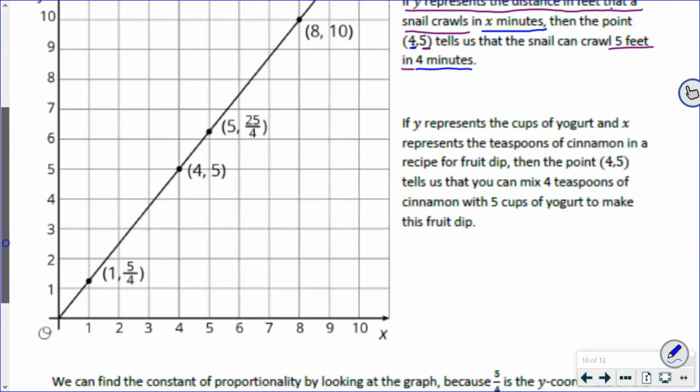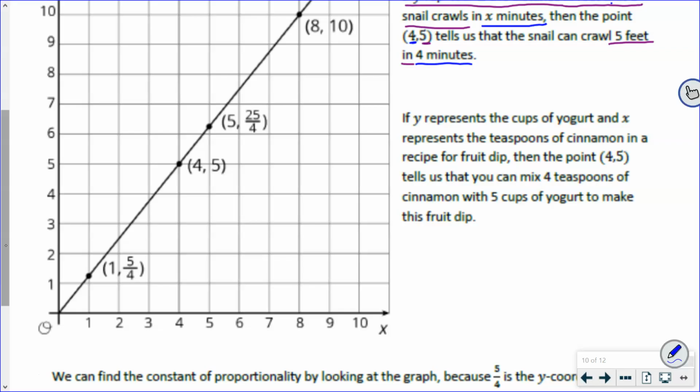What if I change the situation though, and instead of a snail going 5 feet in 4 minutes, what if the y instead represented cups of yogurt and the x represents teaspoons of cinnamon? Then the point 4,5 represents 4 teaspoons of cinnamon for every 5 cups of yogurt. All we're doing here is we're just interpreting these graphs. We're taking whatever the points are and giving them meaning according to the situation.